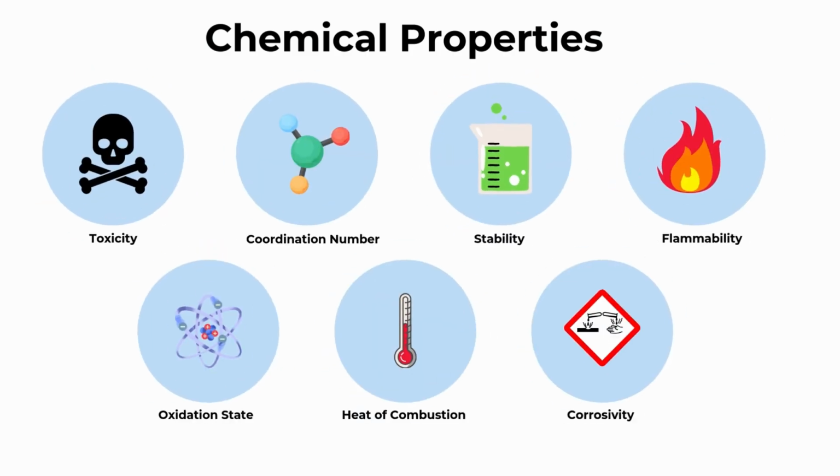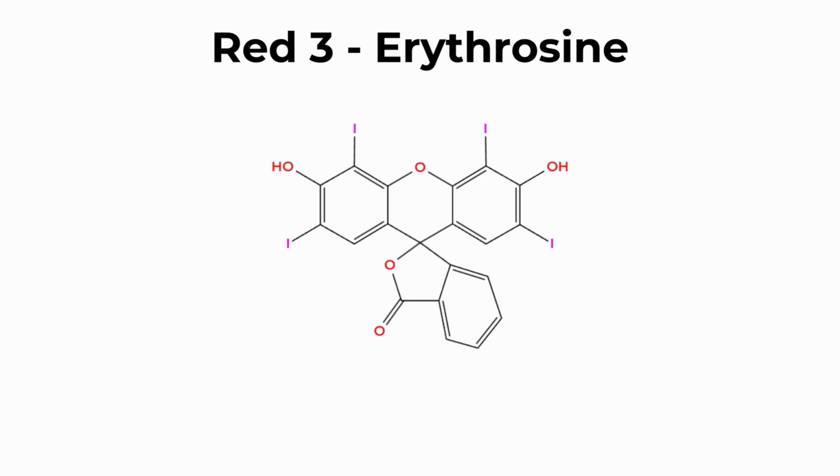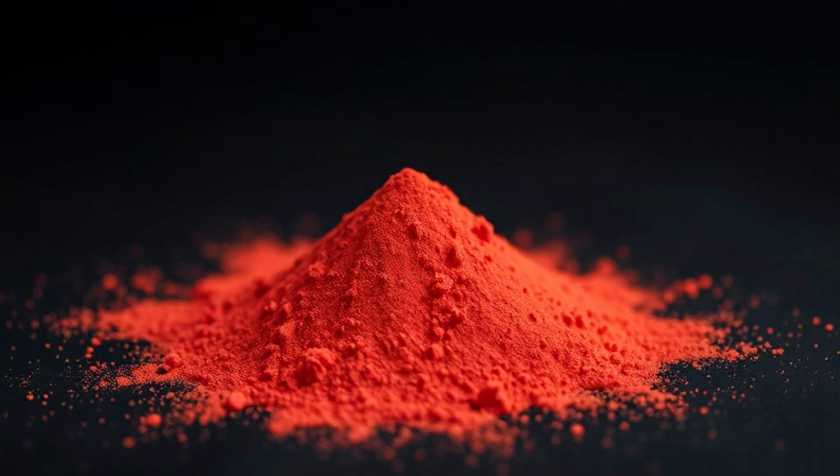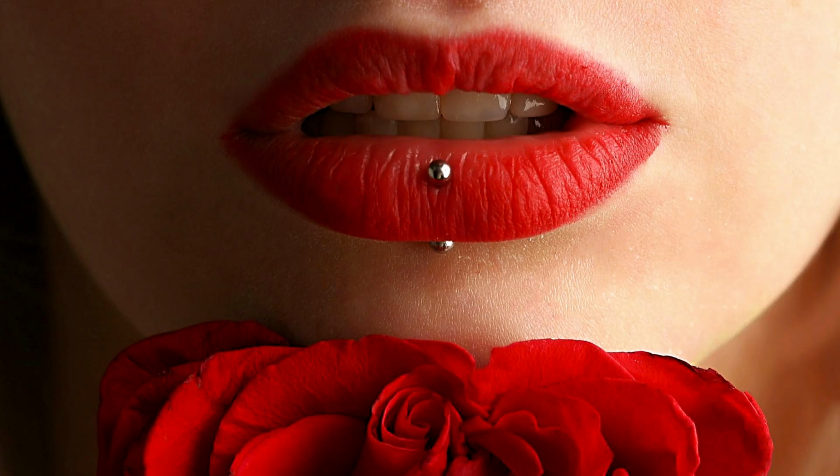Red 3 exhibits several notable chemical properties that make it effective as a dye and versatile in various applications. One of its most important properties is its ability to absorb light in the visible spectrum, particularly the red portion of the spectrum. This absorption is due to the extended conjugation in the aromatic rings and the influence of the iodine atoms, which help to stabilize the molecule. As a result, Red 3 produces a vivid red color, which is why it is so widely used as a colorant in foods, cosmetics, and pharmaceuticals.